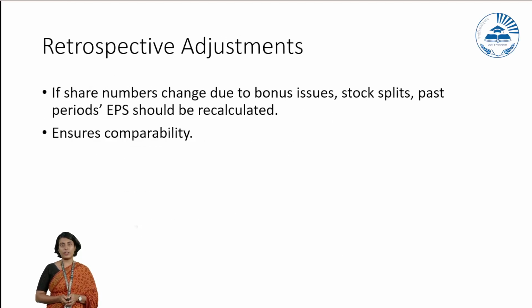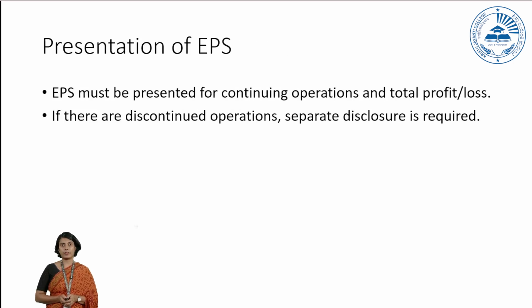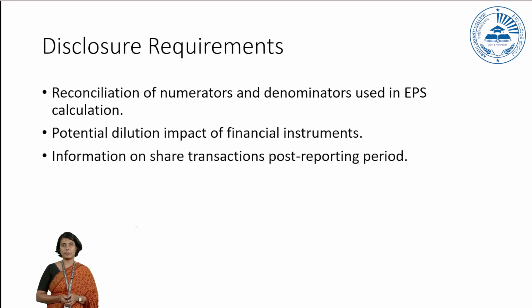Here, for diluted EPS, retrospective adjustments are needed, that is, the previous year's financial statements also need to be adjusted. If the share numbers change due to a bonus issue or stock split, past periods' EPS should be retrospectively recalculated. This ensures comparability. The presentation of EPS must be there for continuing operations and the total profit or loss. If there are discontinued operations, separate disclosure is required.